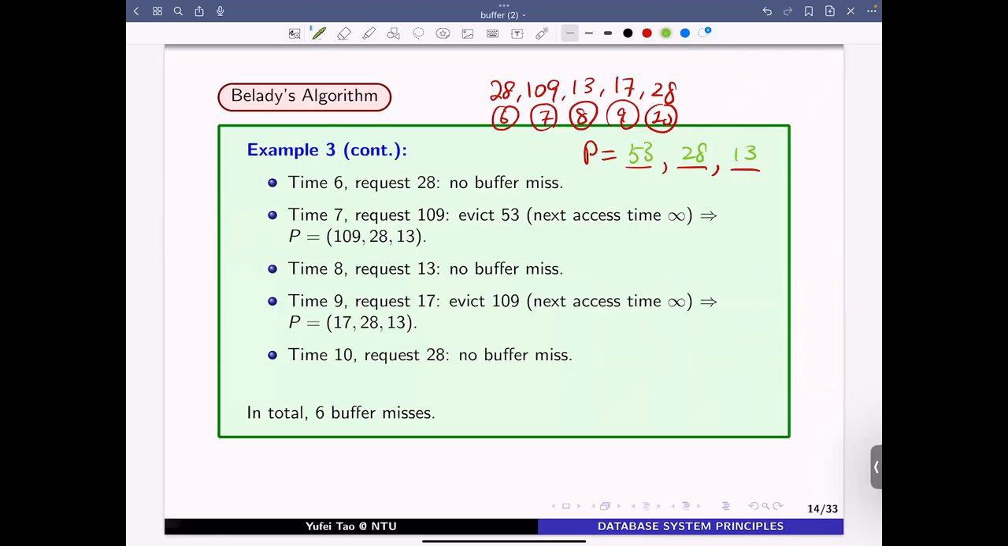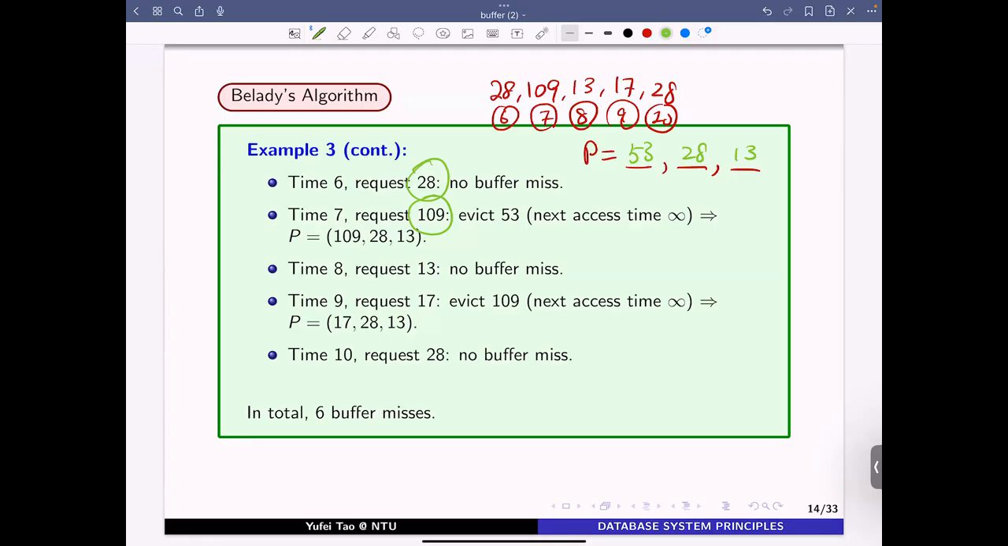And yes. The next one, time 6, the request is 28. No miss, we got a hit. Very nice. We must be doing something right then. Now moving on, time 7, we got a 109. Unfortunately, that's a miss. Again, we have a decision to make. We have to kick out one guy. Which one? This time the decision is easy.